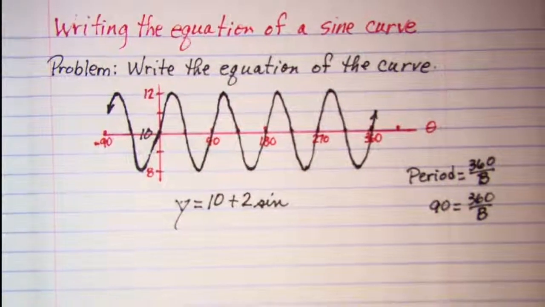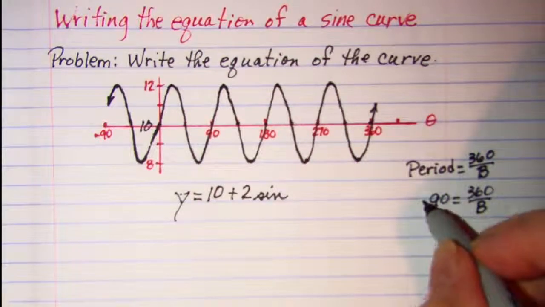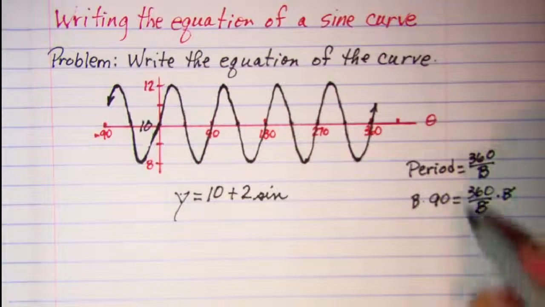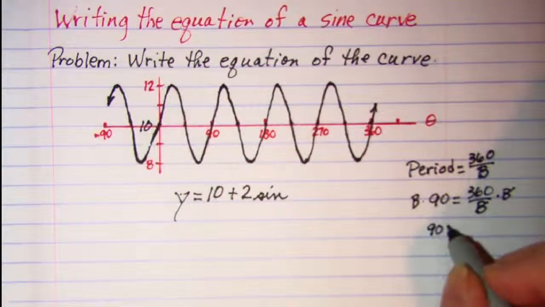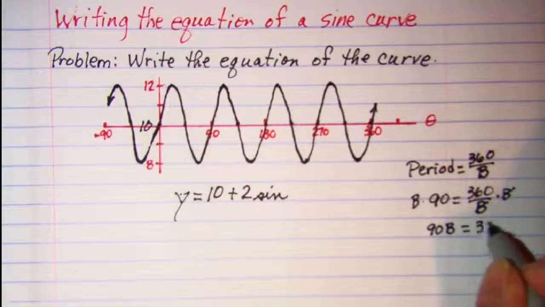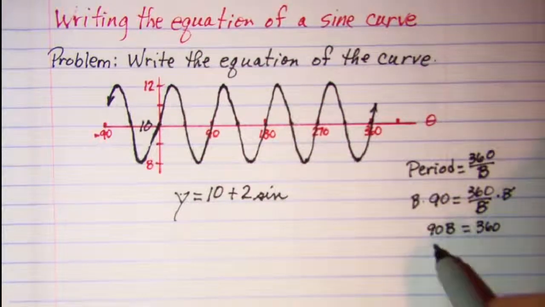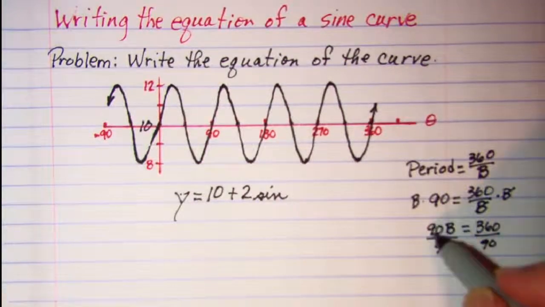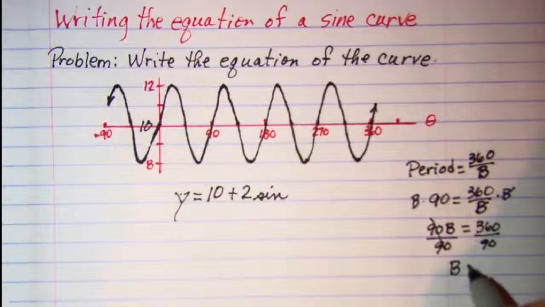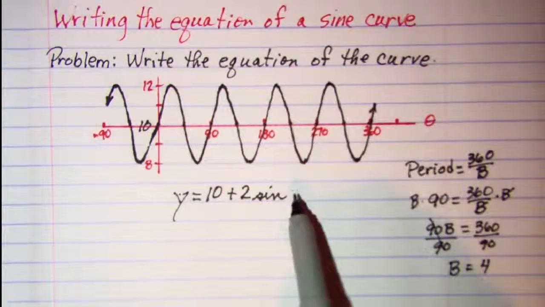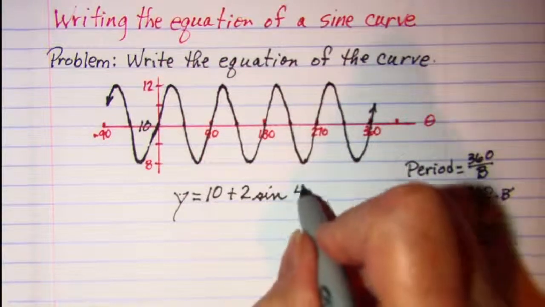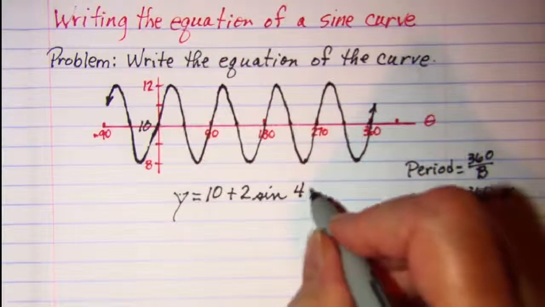Now I'm just going to solve for b. Multiply both sides to get it off the denominator. And so I have 90b equals 360. And then divide both sides by 90. And b is equal to 4. So for my equation, my coefficient of my argument is 4, and my variable is theta.